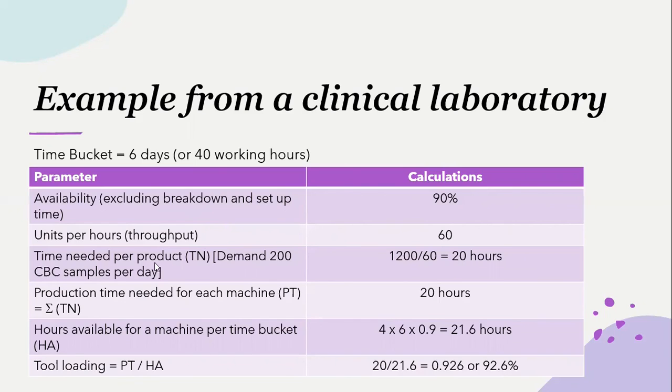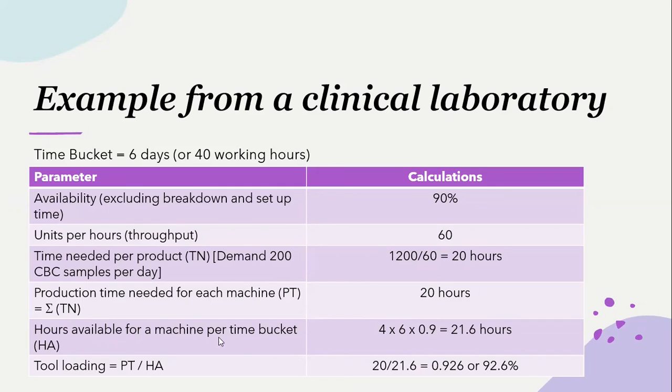Time needed per product, when the demand expected is 200 CBC samples per day. So it is 200 CBC samples per day, so 1200 CBC samples for 6 days. And to run these 1200 CBC samples, the machine will require 20 hours because the throughput is 60. Production time needed for each machine is 20 hours because there is only a single product, that is CBC.